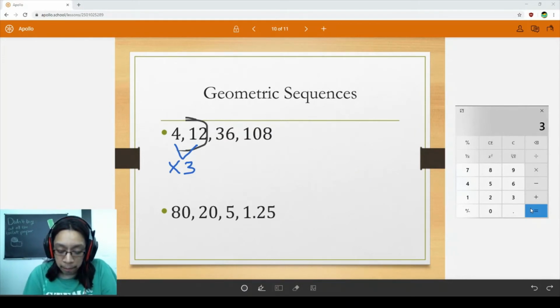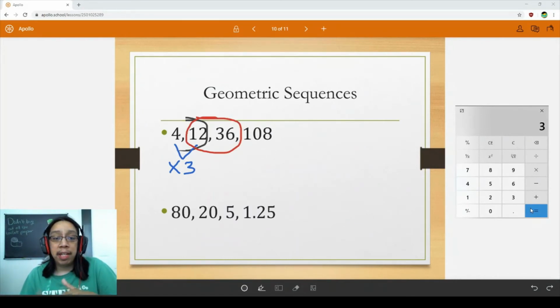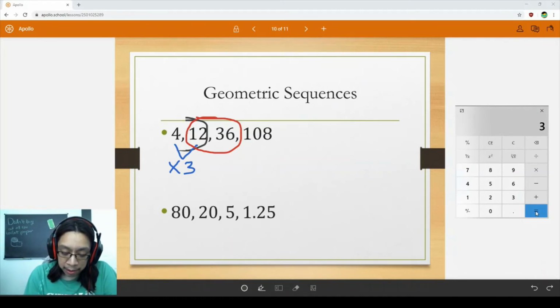All you're going to do is take the next two numbers, which in this case is 36 and 12, and you're going to divide them. We'll see what we get. 36 divided by 12 gets you 3. Hey, what do you know? So, when we divided 12 and 36, we also got times 3.